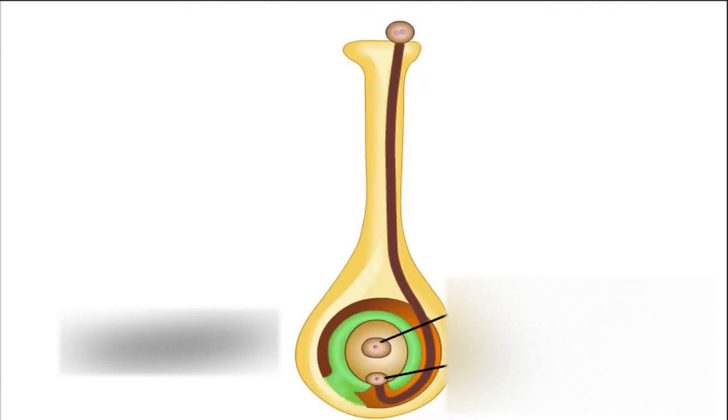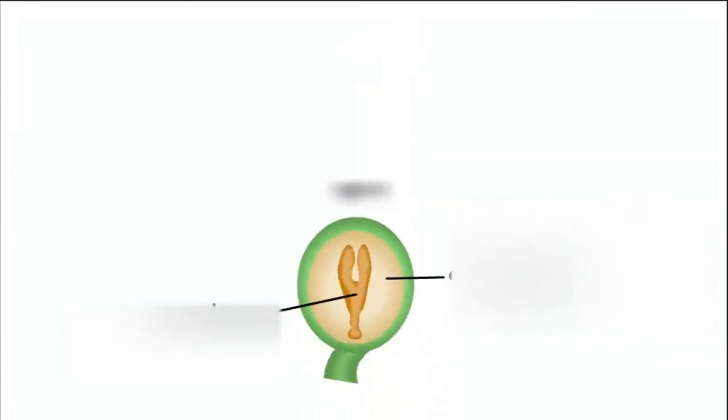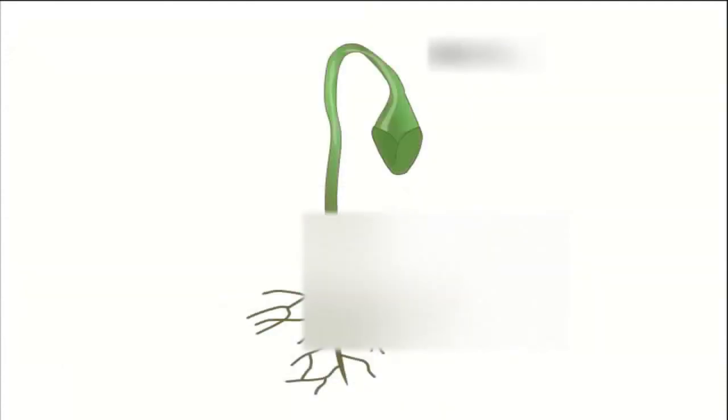The zygote, which begins the next sporophyte generation, develops into the embryo, while the triploid cell develops into the nutritive endosperm of the seed. The seed germinates, and when the sporophyte matures, the life cycle begins again.